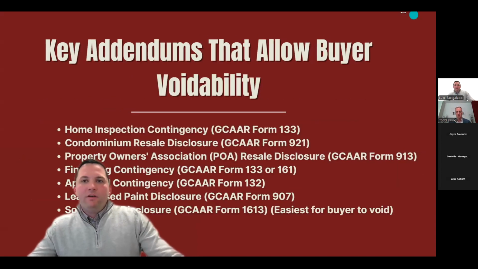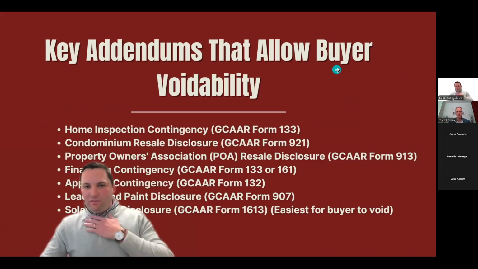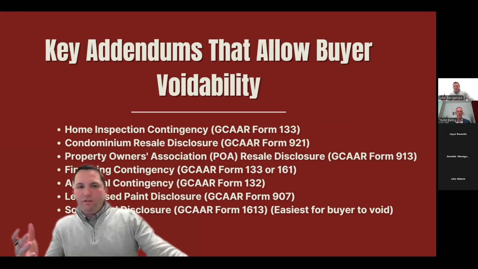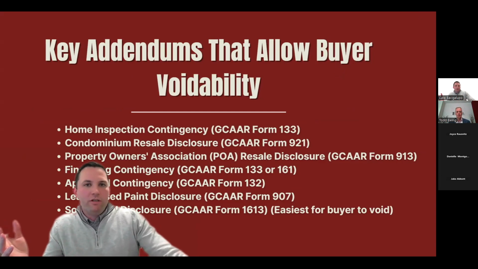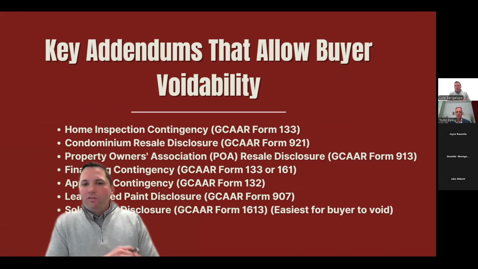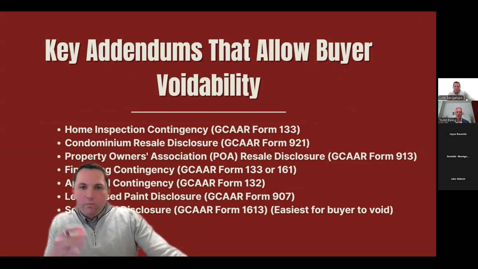So as far as addendums about voidability, obviously a lot of these are very familiar. You're very familiar with the language, the timelines. So the home inspection contingency, condo resale disclosure. Obviously, the buyer has that portion to review the condo docs and then go ahead and void. Property owners association, financing, appraisal contingencies, lead paint, solar panel disclosure. So most of those are pretty standard language. We will get into contingencies in more detail at our next meeting.